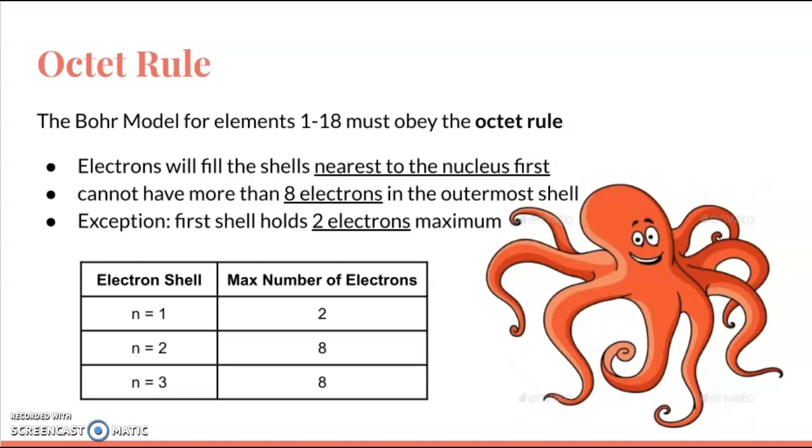All right. And each energy level cannot hold more than 8 electrons, okay? So 8 is my maximum, hence the name octet rule, like an octopus, right?